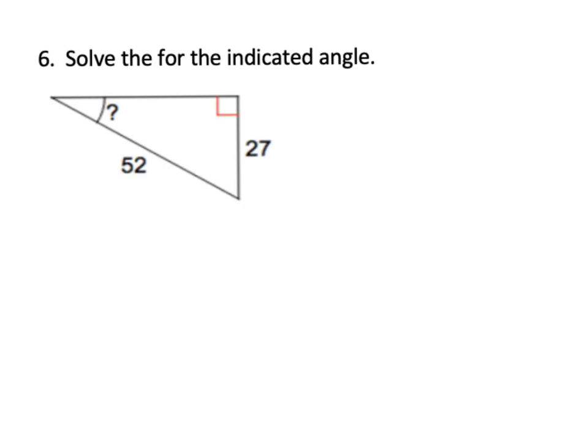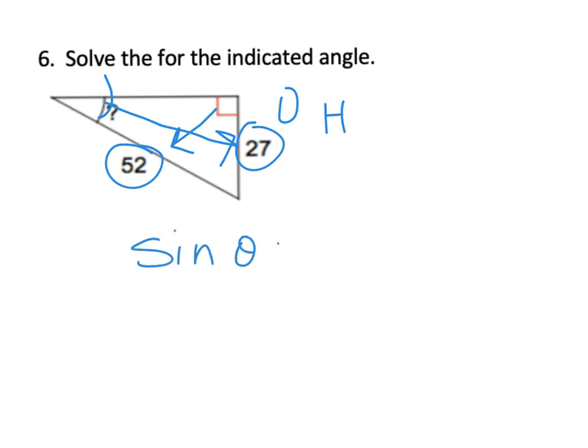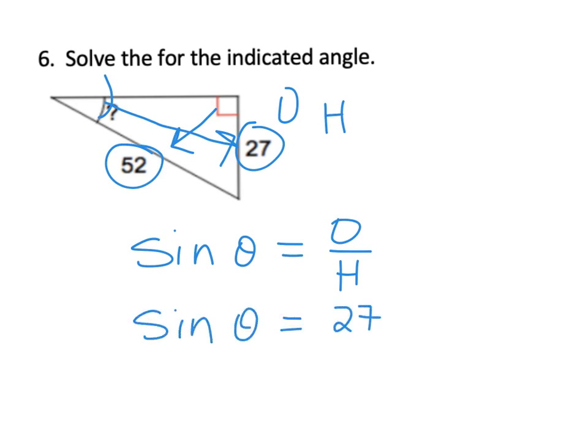In this problem, we know two side measures, but we're trying to find the angle. So this is the angle we want to find right here. And so 52 is the hypotenuse. And we also know 27, which is opposite from our angle. So we have opposite and we have hypotenuse. And that is sine, because sine theta equals opposite over hypotenuse. So sine of some angle theta is the opposite, which is 27, over the hypotenuse, which is 52.